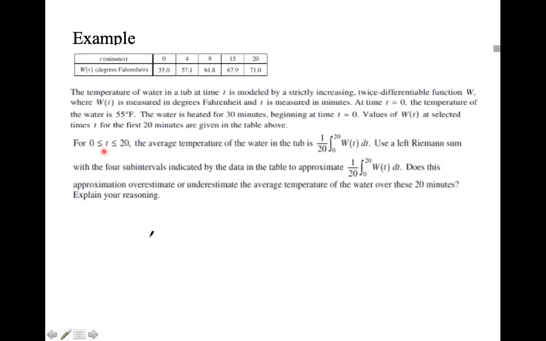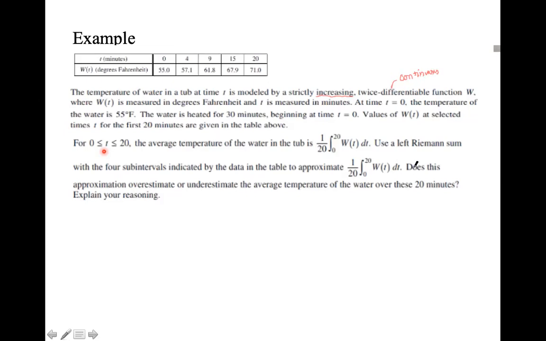It says the temperature of water at a time t is modeled by a strictly increasing, super important, we know that. They're going to give you these little clues in the stem of the problem. Twice differentiable, okay, that's good to know. Remember, this is helping us realize that this function is continuous when they tell us it's differentiable. Super important. That means all of our nice calc theorems are going to apply.